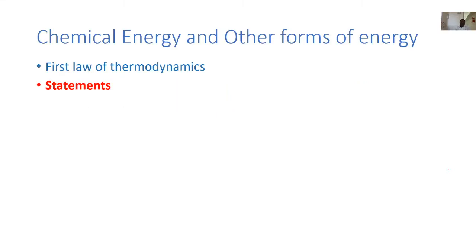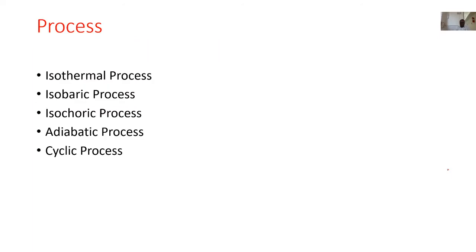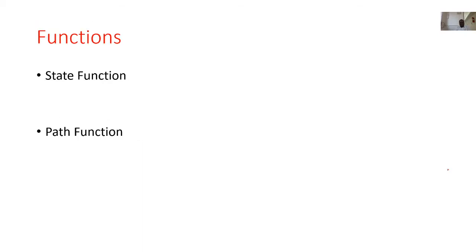So we started from the chemical energetics. We have seen the chemical energy and other forms of energy. Then we have seen the different statements of the first law of thermodynamics. Then we have seen the open system, closed system, isolated system, system and surrounding, definition of system, definition of surrounding, etc. We have seen the different processes: isothermal, isobaric, isochoric, adiabatic, cyclic processes. We have seen the function, state function and path function.